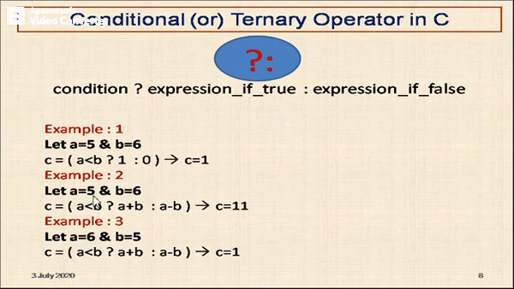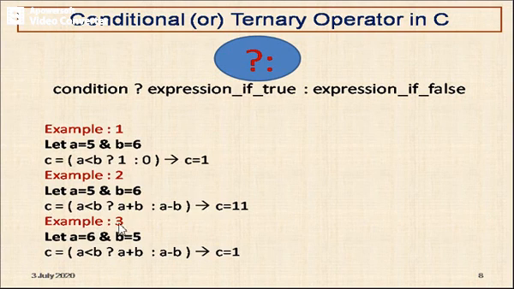Example 2: a is 5, b is 6. The condition is satisfied again. You see here instead of 1 I have given a plus b, or any other expression can also be given. So this will evaluate this expression and it will be assigned to the left hand side variable. So a plus b, 5 plus 6, 11 is assigned to c.